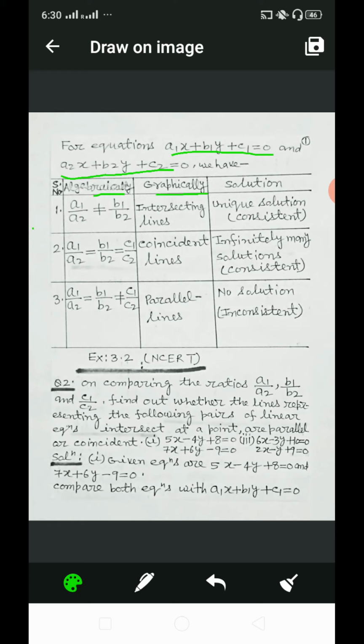First, algebraically, if a1 by a2 is not equal to b1 by b2, in that case there is a unique solution, that is consistent, and graphically the two lines will intersect at a point.